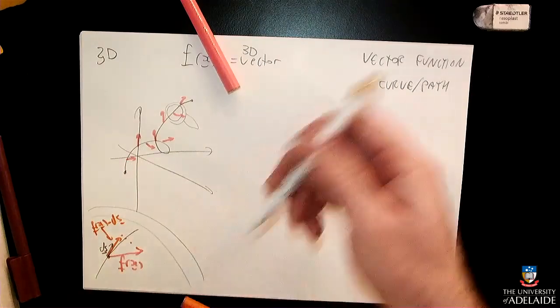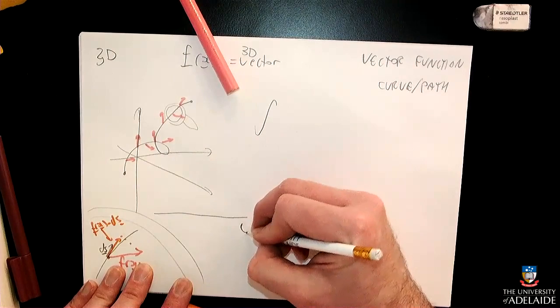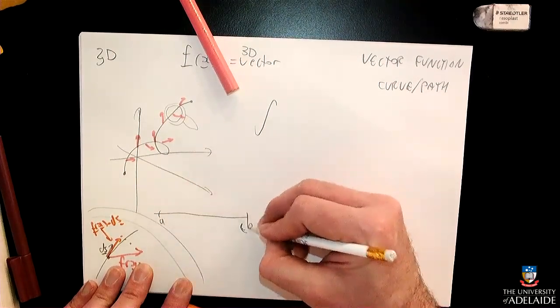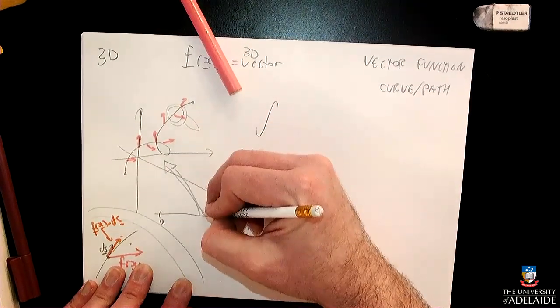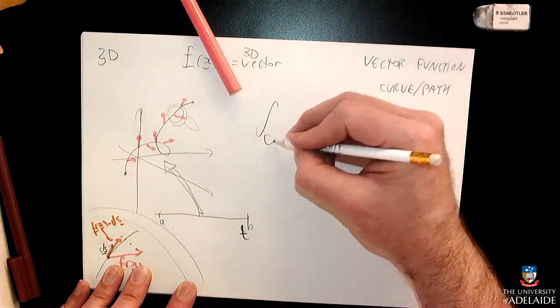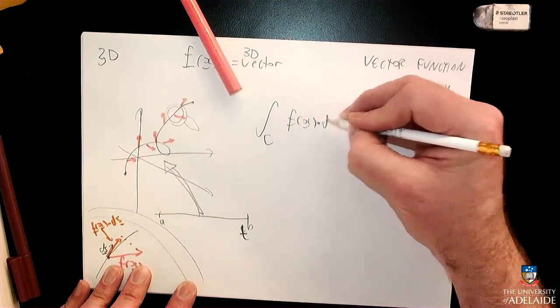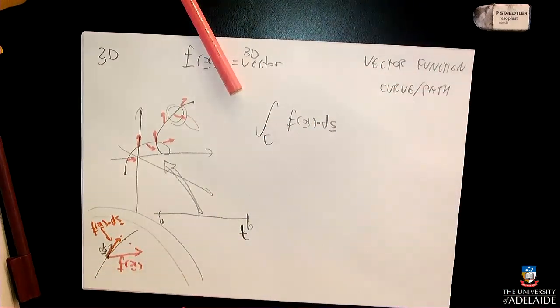And so I can do an integral. There's also a parameterization, which tells you where you are on the curve. So the integral across the curve of f of x dot ds, it has to be a dot because I can't integrate a vector. I can only integrate a number, so I have to turn my vector into a number.